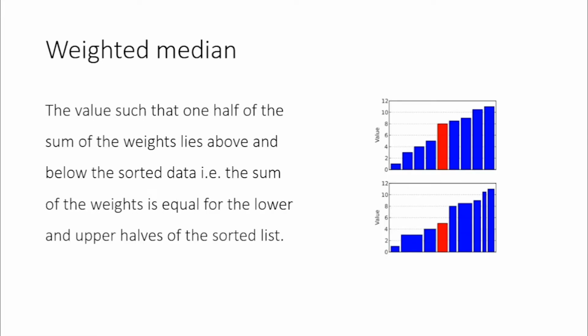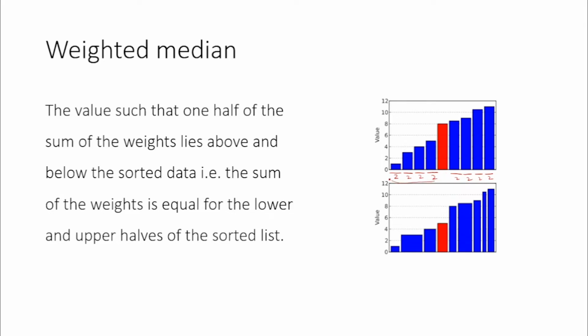Next we have weighted median. By definition, it is the value such that one half of the sum of the weights lies above and below the sorted data. That is, the sum of the weights is equal for the lower and upper halves of the sorted list. Suppose in this figure these are all uniform shapes. Suppose this is 2, 2, 2 and 2, again this is 2, 2, 2 and 2. So you can see that this is our weighted median.